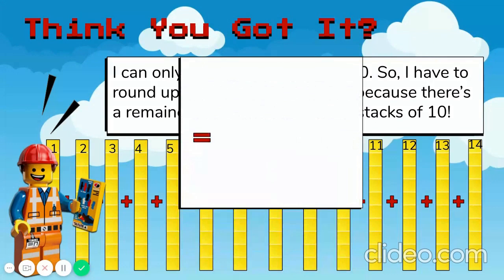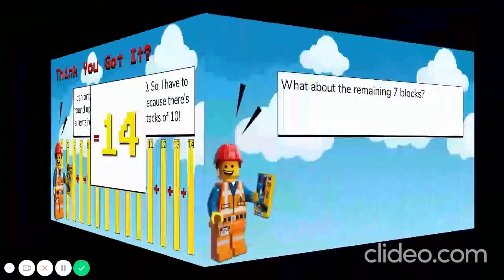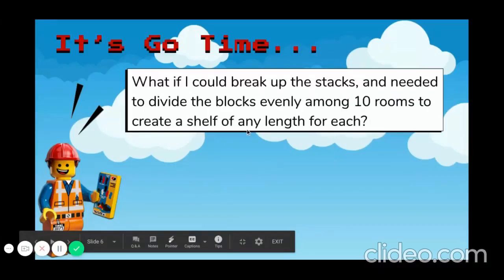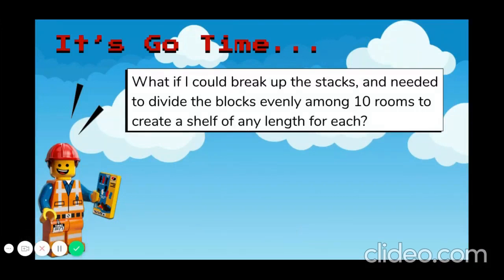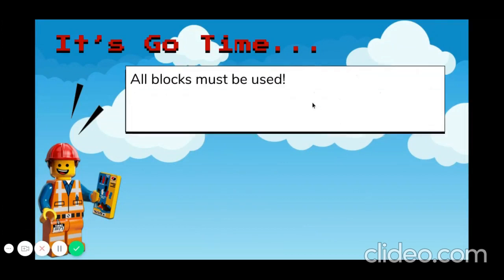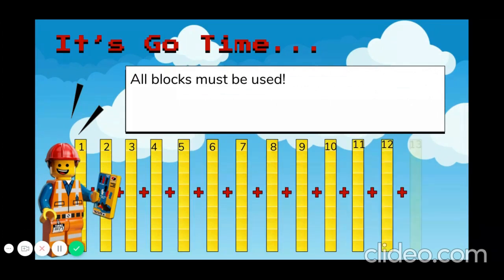So we have a total of 14 stacks of 10 to build this house. What if I had those same 137 Legos, but this time I can break up the stacks. And now I need to divide the blocks evenly among 10 rooms to create a shelf of any length for each room. Well, since every single block has to be used, 137 divided by 10 gives me 13 equal groups of 10. But what about the remaining 7 blocks?